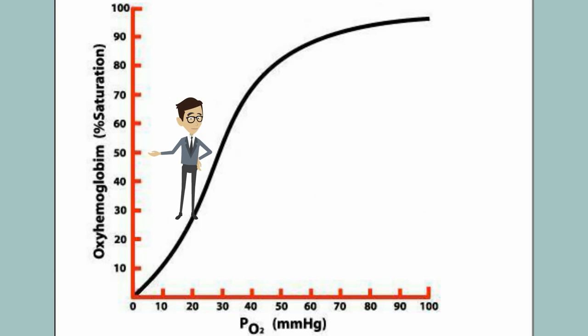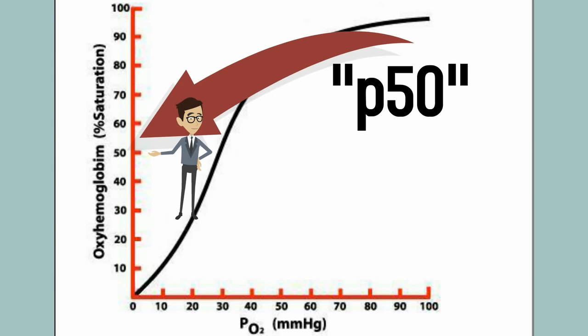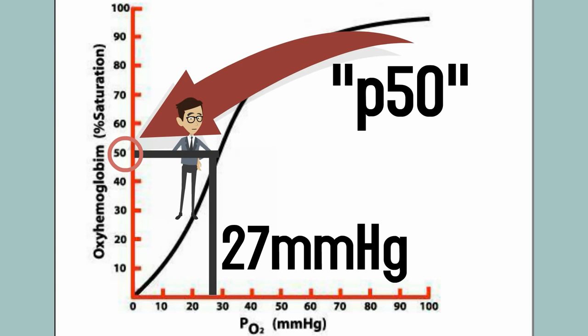As a side note, there are also some landmarks that you should learn, like the P50. The P means percentage, so the P50 is the 50% saturation mark. And the question is, how much pressure is required to saturate the blood to 50%? Answer, 27 millimeters of mercury. And so the P50 is normally 27.